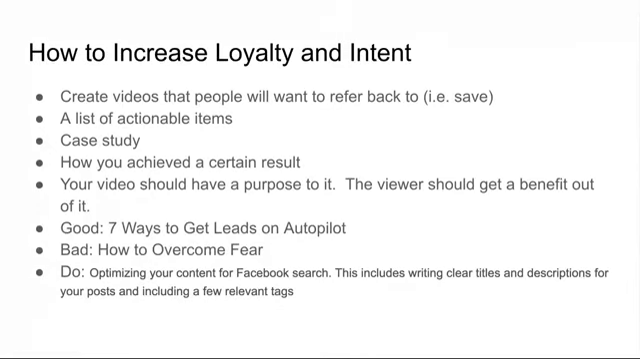You want to optimize your content for video search. That includes writing clear titles and also descriptions for your posts, and including a few relevant tags as well. So make sure your title is very clear. For example, 7 ways to get leads on autopilot. That's exactly what I would make the title right there. I might write a little 1-sentence description with that as well. So they should know exactly what they're going to get when they watch the video.